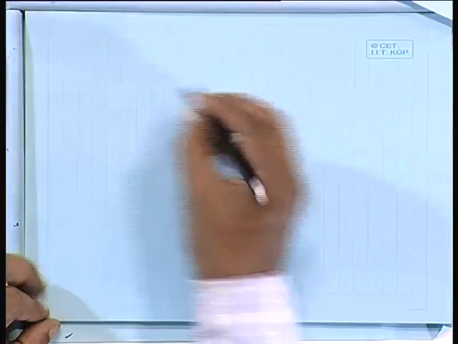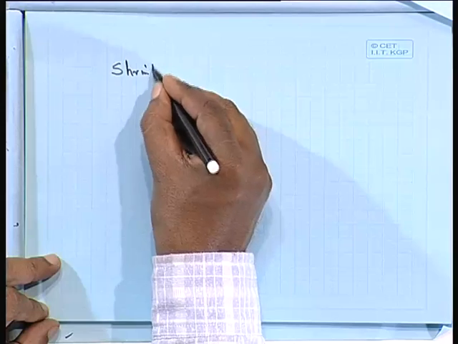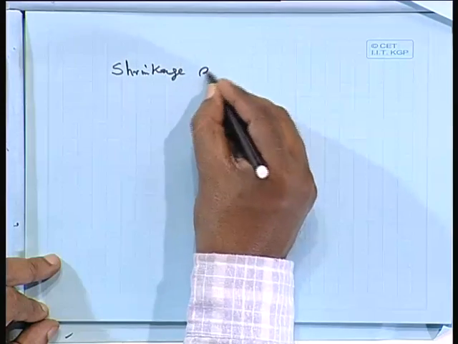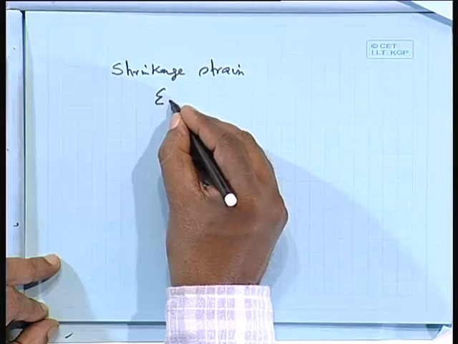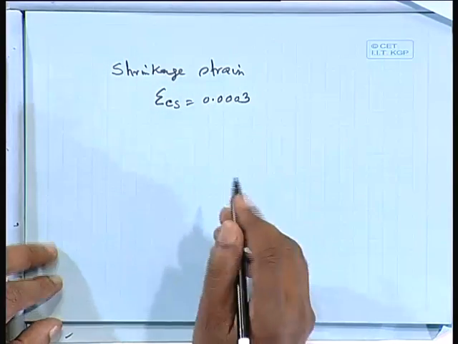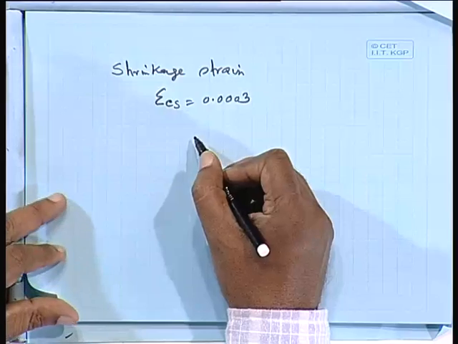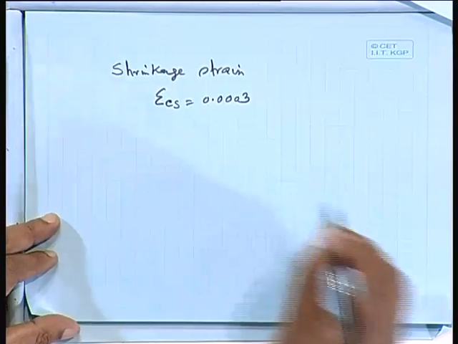Now, what about epsilon shrinkage strain? Unless otherwise specified, we shall take shrinkage strain as 0.0003. We shall take shrinkage strain as 0.0003 if it is not specified.